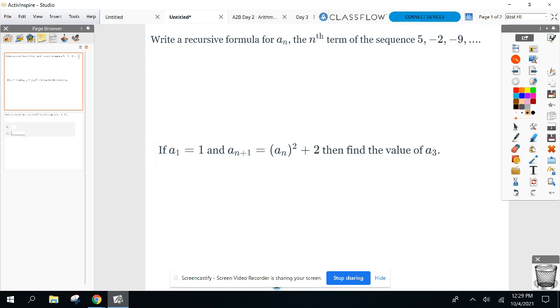The first one is writing a recursive formula for me. Here's your sequence: 5, -2, -9. You have to establish what the pattern is first before we write our recursive formula.